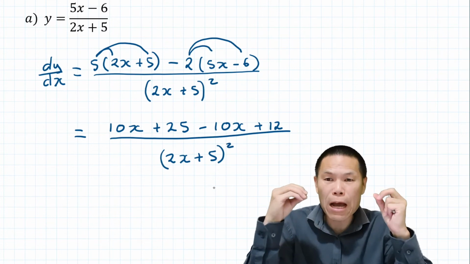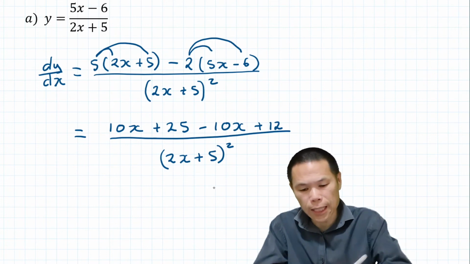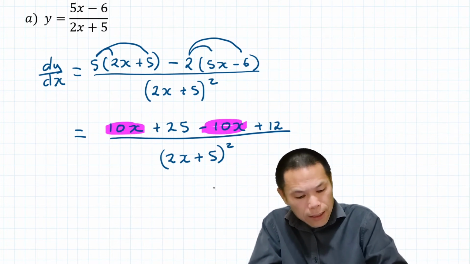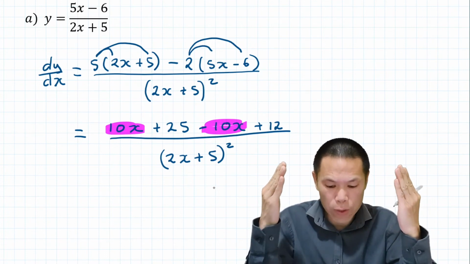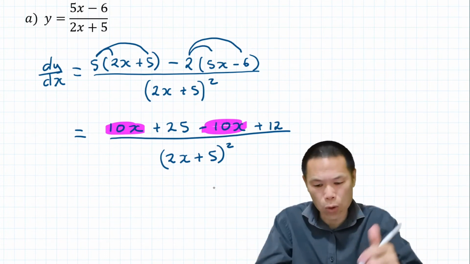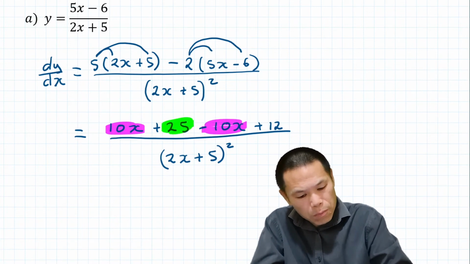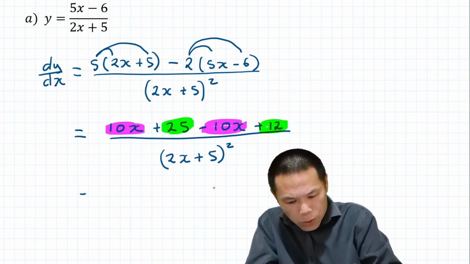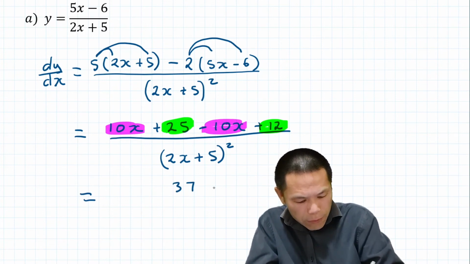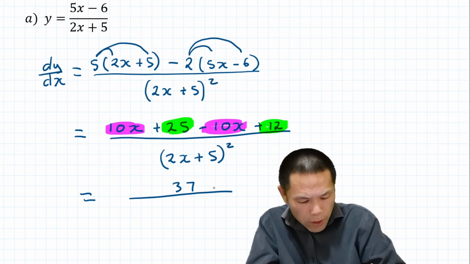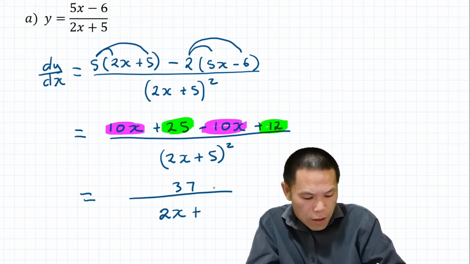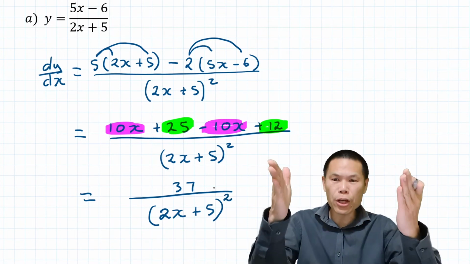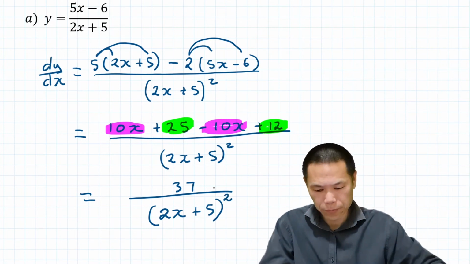There you go. So now I just simplify by collecting the like terms. So we have 10x and we minus 10x. That is gone. So now we are left with 25 plus 12. So 25 plus 12 will give me 37. So that is equal to 37 over (2x plus 5) to the power of 2. There you go. I hope you got it correct.